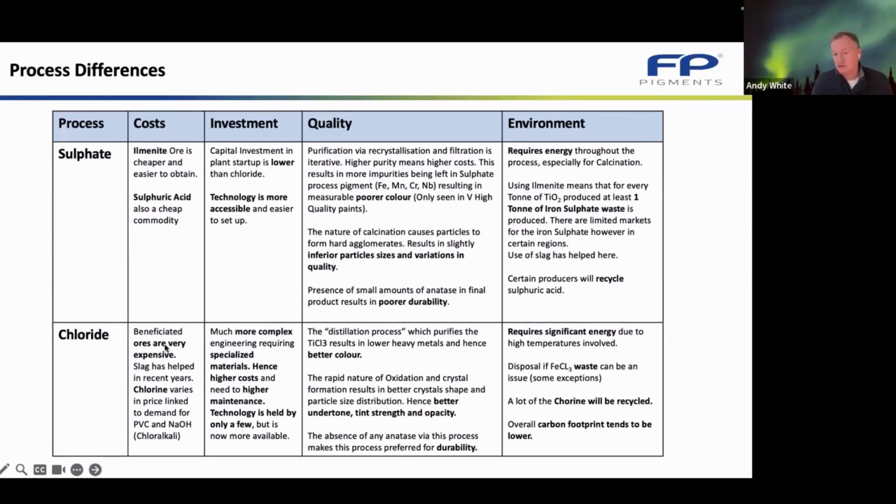Chloride process, the ores are more expensive, the plants are more expensive, the engineering costs are higher, there are patents that cover the technology, so only a limited number of people can enter.